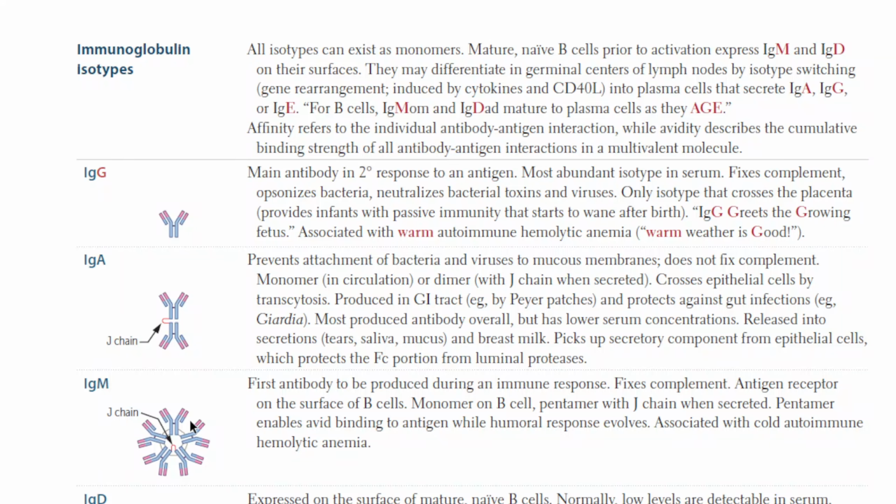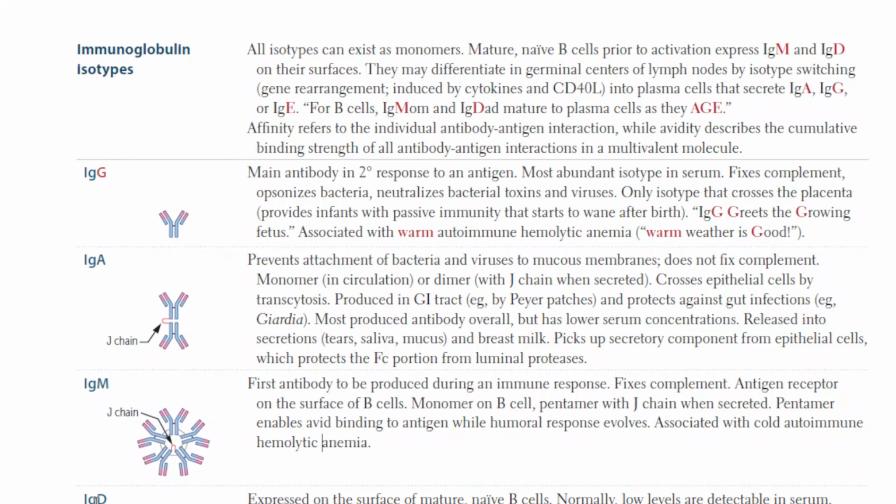One thing to remember is that the pentamer shape looks like a fan, like one of those fans you use when it's hot weather, to get a little cold because it's too hot. So that's why immunoglobulin M is associated with cold immune hemolytic anemia. The pentamer shape makes you remember a fan. A fan is associated with refreshing yourself.